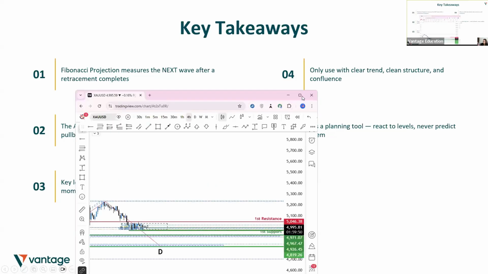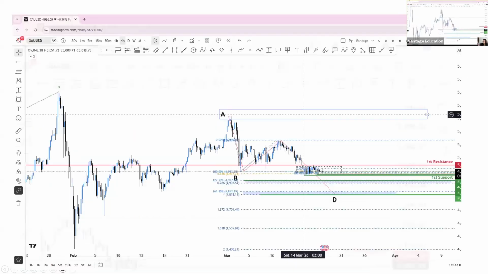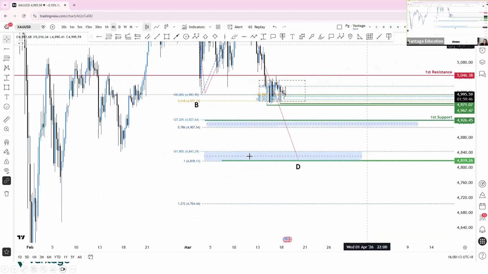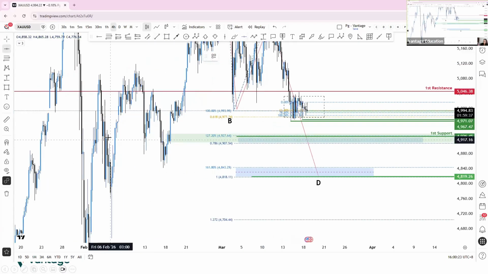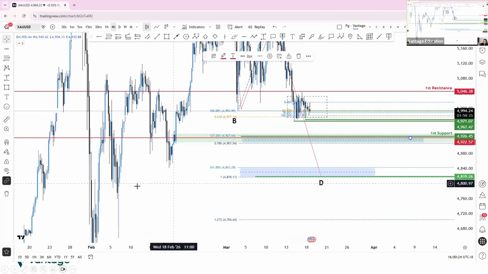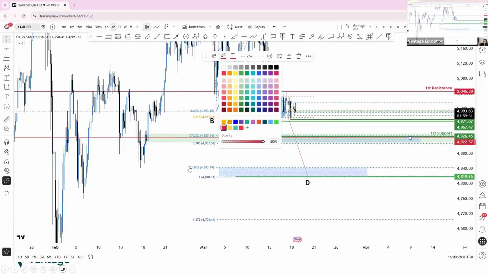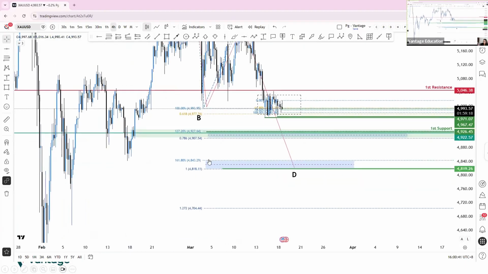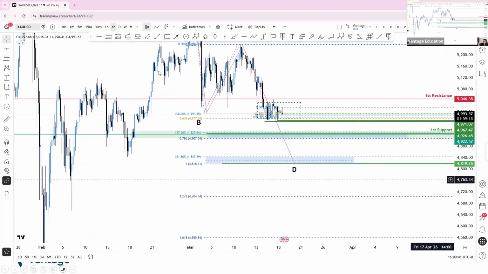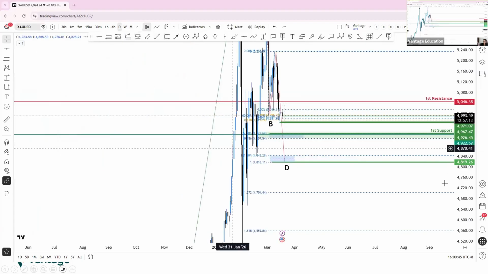Right? So we never predict, but this is close to our level, which is here, right? We have the OB here. This is our level, and this is also my support level. Okay, and then there's a 127 extension, 78.6% projection, 100% projection here, 161.8 extension. So these are going to be the zones. So we have two zones somewhere around here, right?